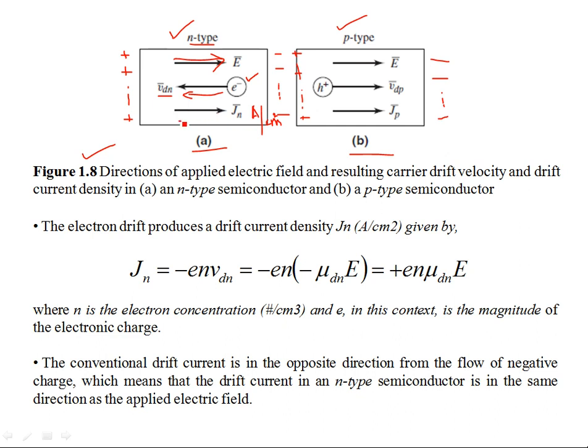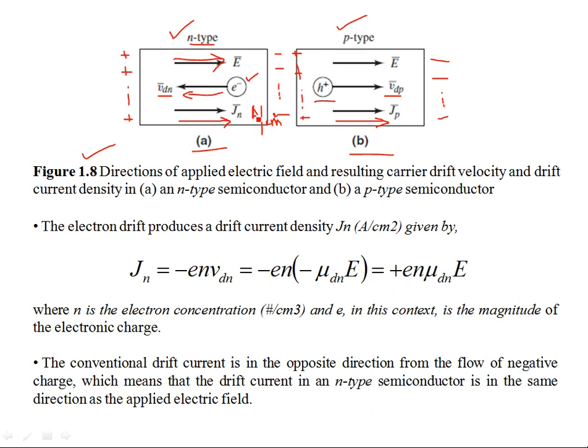So the conventional current density can be taken in the same direction as that of the E field. And the same goes for the hole carriers, the positive carriers, okay? Because the holes are positively charged, they are going to experience the force in the same direction as that of the E field, okay? So the idea is that if you apply an E field, depending on whether it is P-type or N-type, if it is N-type, the electron is going to experience the force in the opposite direction, while holes are going to experience the force in the other direction, which is directed in the direction of the E field.